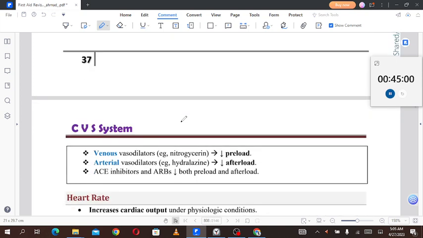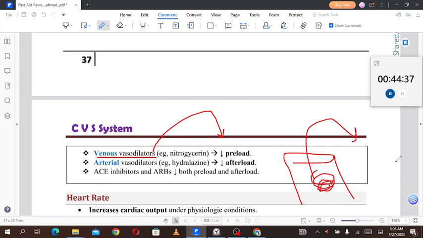Okay, so the venous vasodilators, for example nitroglycerin, decrease the preload, and arterial vasodilators, for example hydralazine, decrease the afterload. Venous vasodilators cause the dilation of the veins. If the veins are dilated, the blood will be pooled inside the veins and will not be allowed to enter the heart.